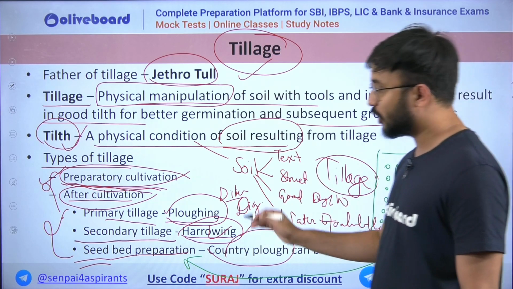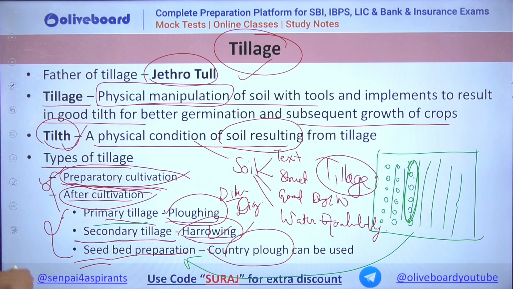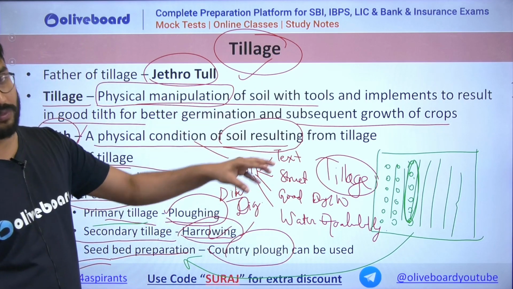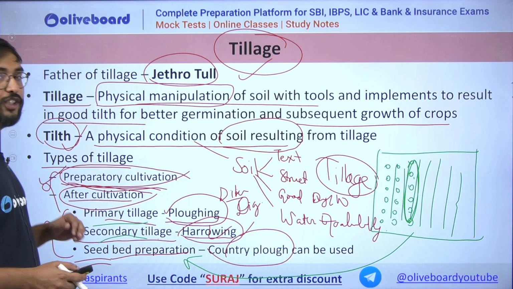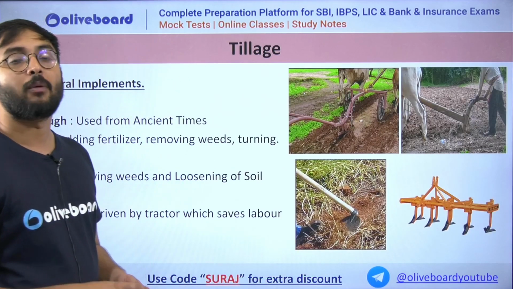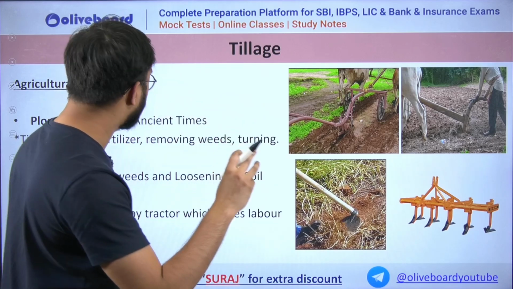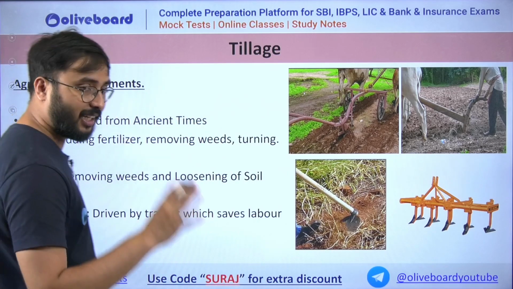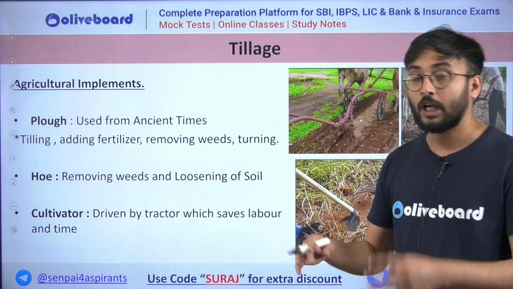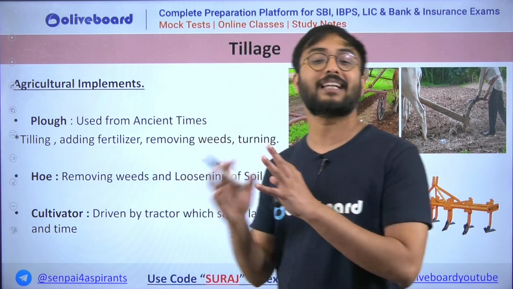So, primary tillage, secondary tillage and seed bed preparation. Primary tillage is nothing but digging up or plowing activity, which includes sowing of the seeds, whereas secondary tillage is more about nurturing the crops, improving the texture and improving the fine particulate matter in such a way that it improves the overall conditioning of the soil. So primary tillage is more for germination, secondary tillage is more for conditioning.